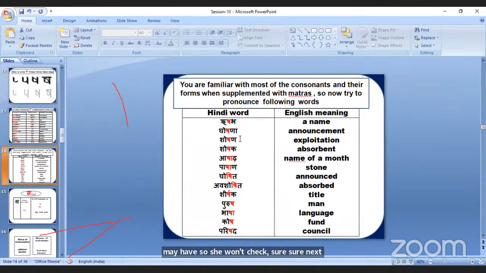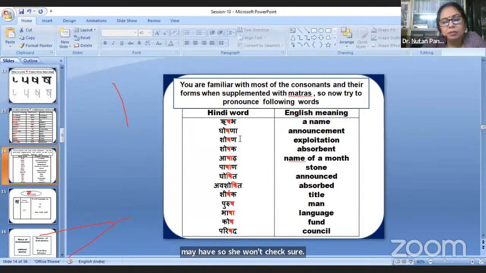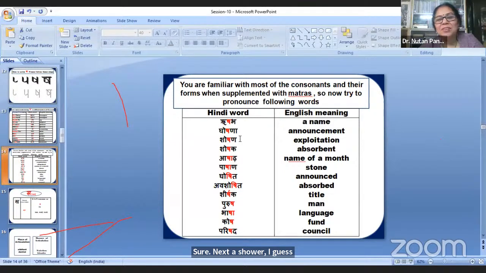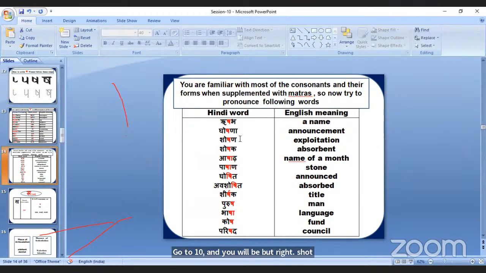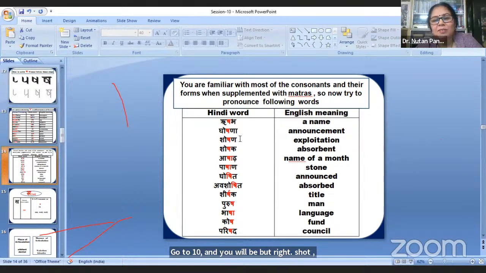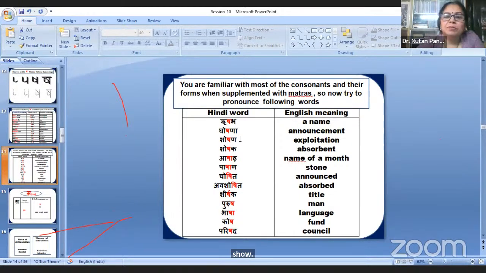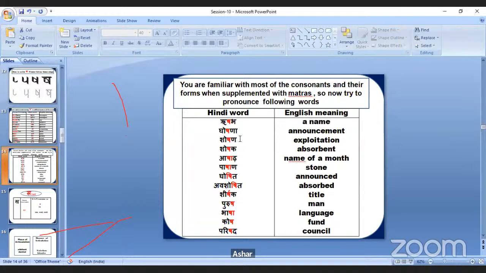Ashad. It is long ashad. It is a little difficult. Don't worry. You will pronounce it two or three times and you will be perfect. Yes, it is a little difficult for you because you are beginners. So no problem, no worry. You will go through. It is ashad. Good. ठीक है.